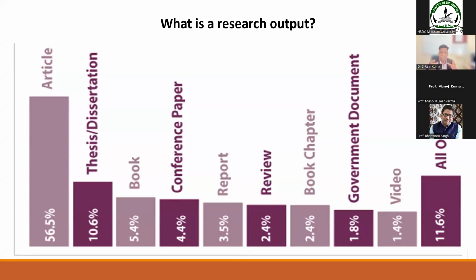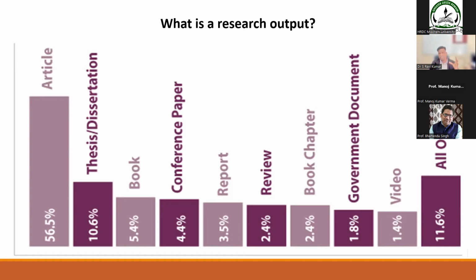So the majority of the research output comes out as a research article. Okay, so the majority of the research output comes as a research article, that is around 56.5%, around 57%. So of the total publication that comes from a research organization, around 57% finds a place in journal articles. The next is the thesis and dissertation, what you see as a PhD or those kinds of thesis. Next is book, conference paper.